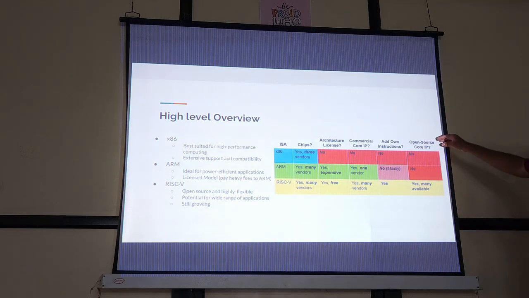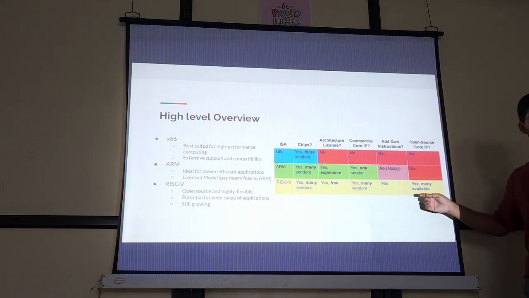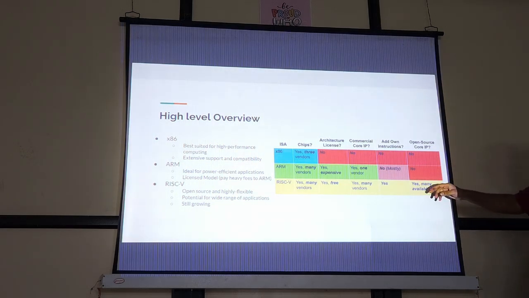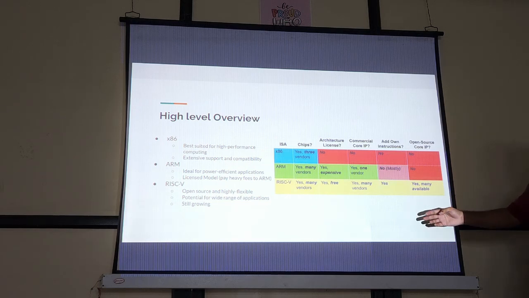Then open source core IP. For x86, no open source work. ARM is also no. But RISC-V, yes. The recent Raspberry Pi core which they are using, Hazard3, is based on RISC-V. So there are many available. Even Shakti is open source. You can download the Shakti core source code and try to modify it and fabricate your own SoC out of it.